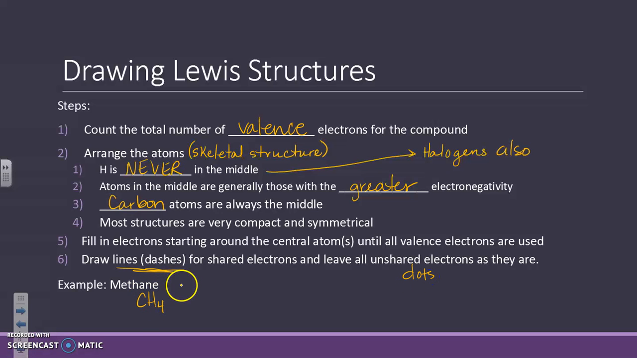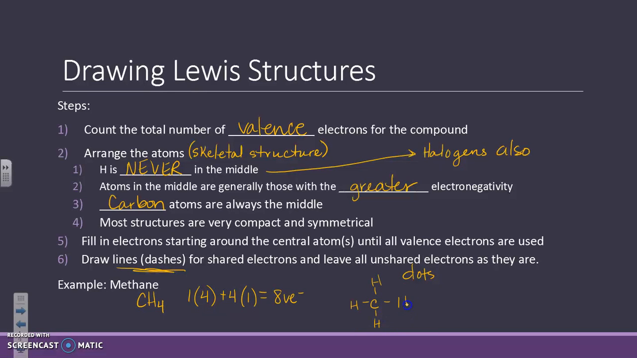Methane is CH4. Well, to find the total number of valence electrons, to do our inventory, we have 1 carbon atom, and each carbon has 4 valence electrons. We also have 4 hydrogen atoms, and each one has 1 valence electron. So that gives us a total of 8 valence electrons to play with. All right, well, which one's going to go in the middle? Carbon goes in the middle. So we put carbon in the middle, and we put hydrogens all around.